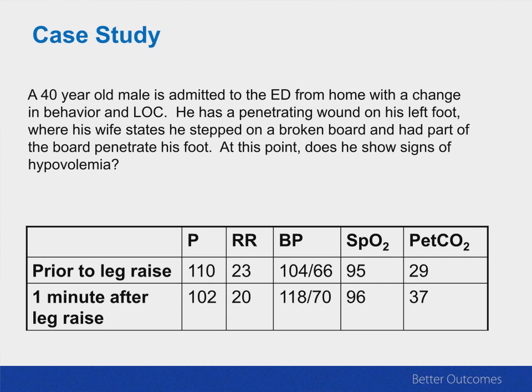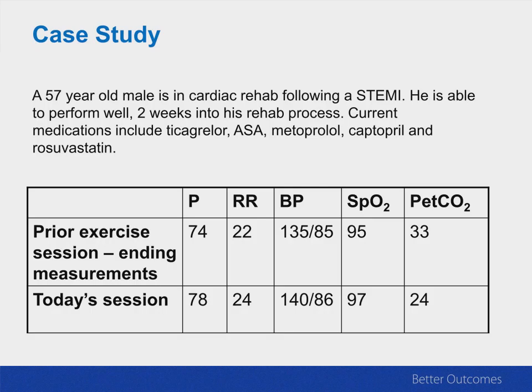So the capnogram went from 29 to 37, showing that he is a volume responsive person. And so he's likely in need of fluid. And again, taking a look at the traditional parameters and traditional vital signs, we don't see that the person has a problem, at least not from the hemodynamic perspective. That's why the capnogram becomes useful.